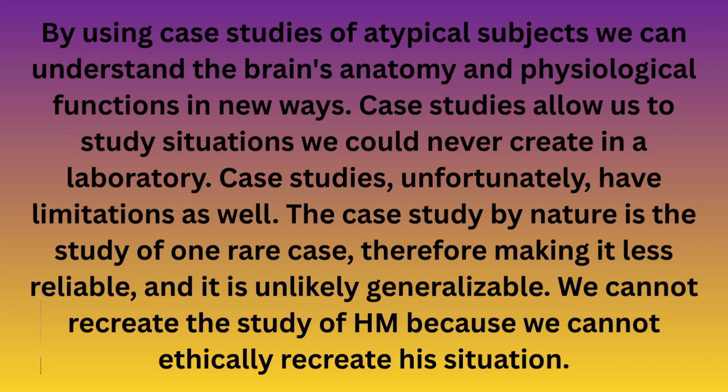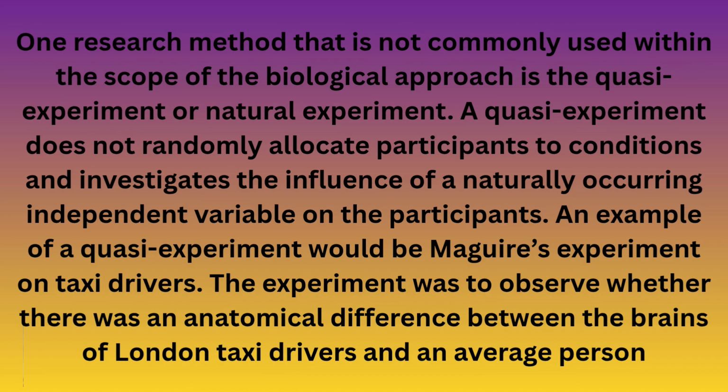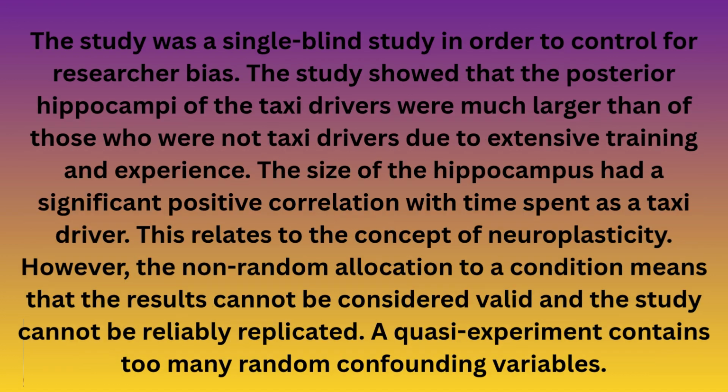Now comes the third paragraph. One research method that is not commonly used within the scope of the biological approach is the quasi-experiment or natural experiment. A quasi-experiment does not randomly allocate participants to conditions and investigates the influence of a naturally occurring independent variable on the participants. An example of a quasi-experiment would be Maguire's experiment on taxi drivers. The experiment was to observe whether there was an anatomical difference between the brains of London taxi drivers and an average person. The study was a single-blind study in order to control for researcher bias.